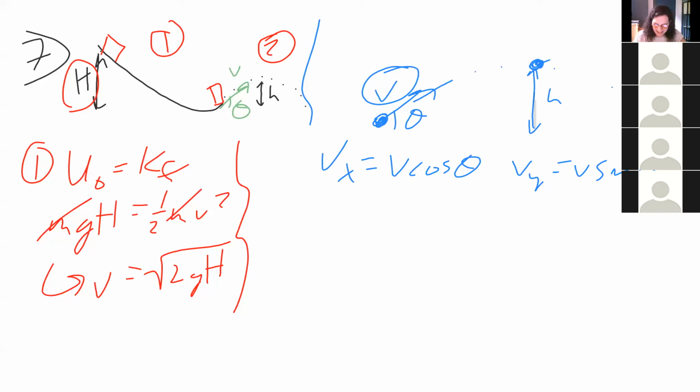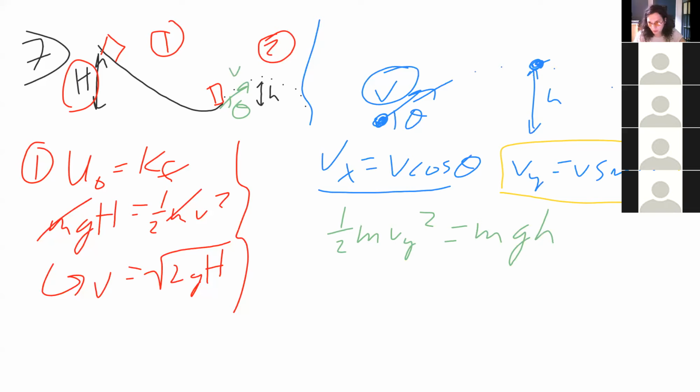And I know that this x speed will be maintained throughout the motion. So the only energy that will be transferred into potential energy will be the kinetic energy that is associated with my speed in the y direction. So I can say then that my 1/2 m v sub y squared will be equal to my mg times little h, where little h is the height.